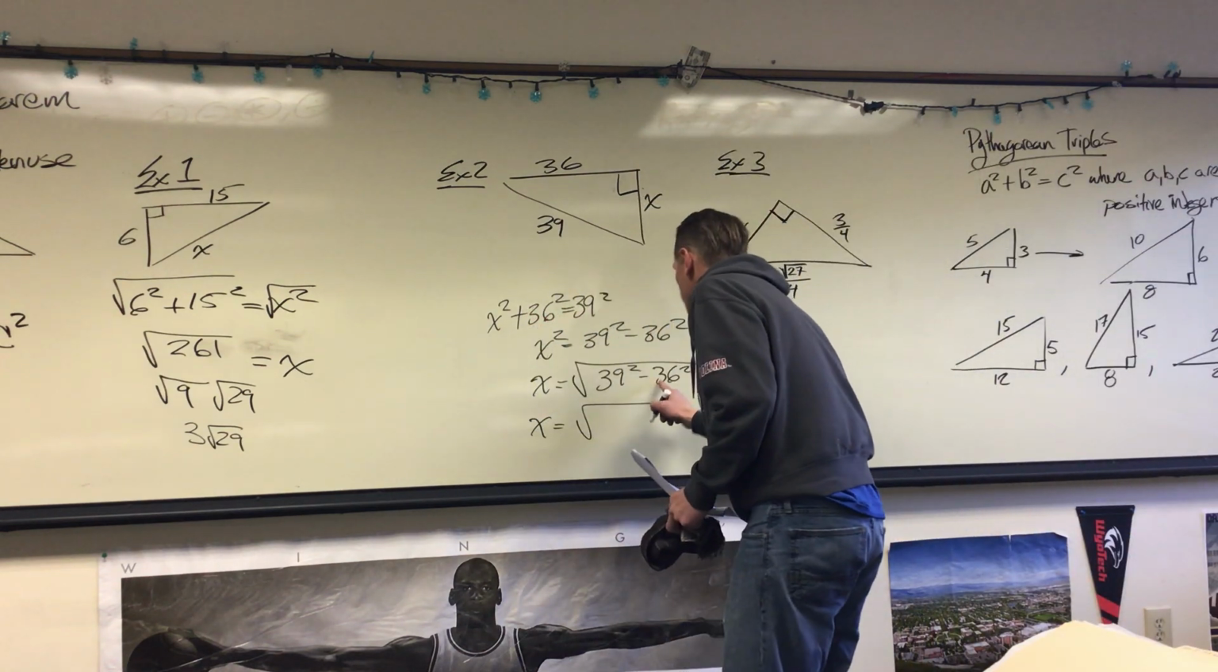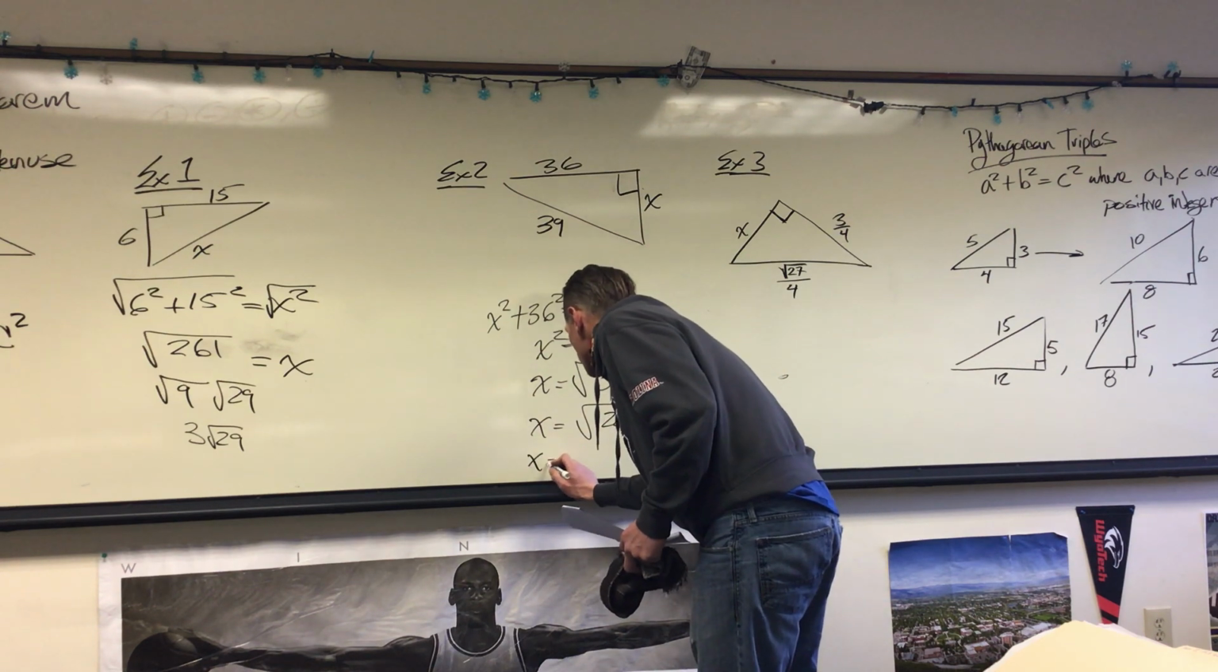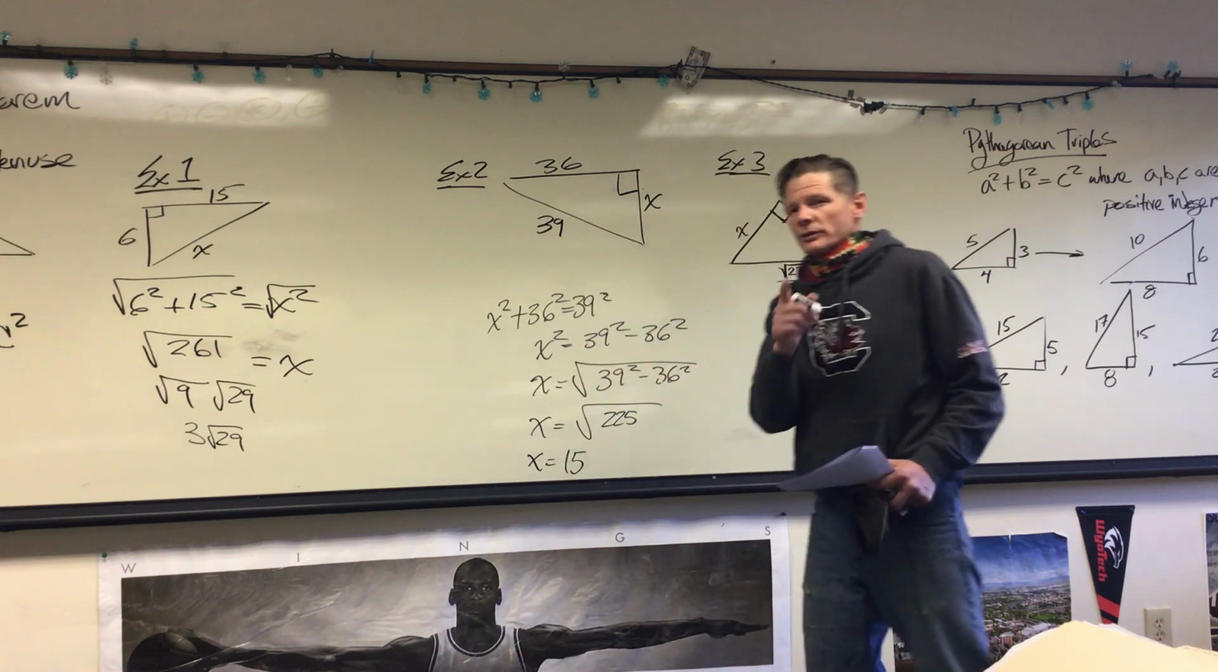And 39 squared minus 36 squared happens to be 225, which happens to be a perfect square, and x is equal to 15.